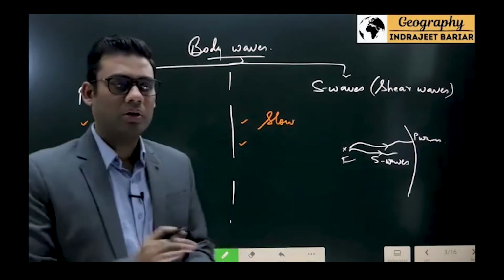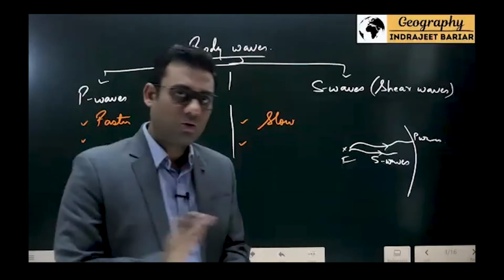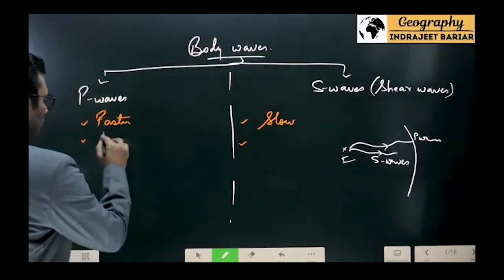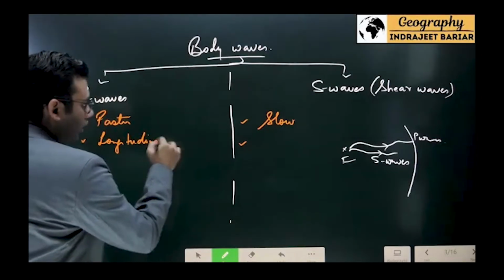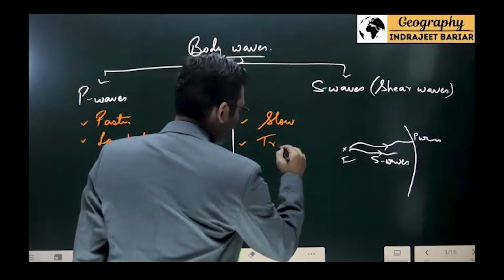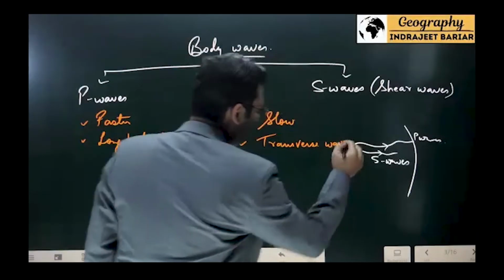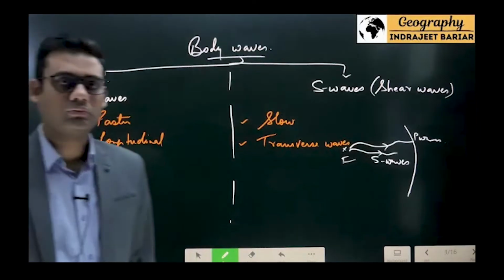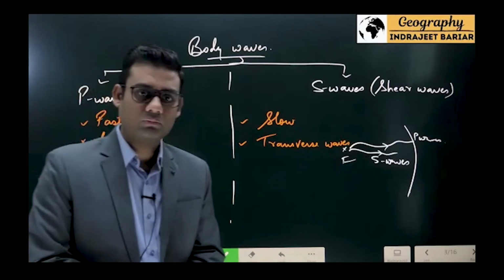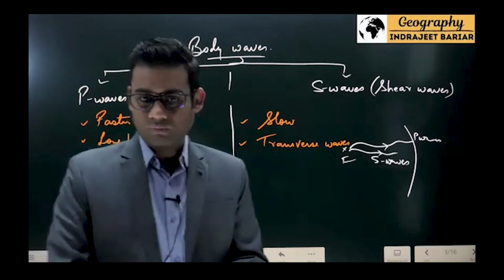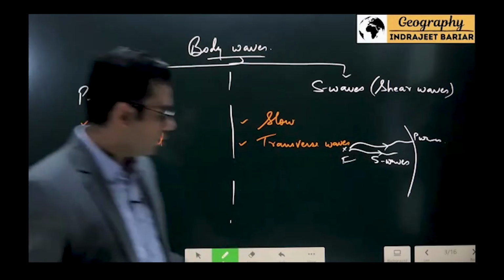Apart from this, the second one is the nature of these waves. Now, the nature of these waves: the P waves we identify as longitudinal waves, and S waves we identify as transverse waves. Longitudinal waves, transverse waves. Now, what are these waves?